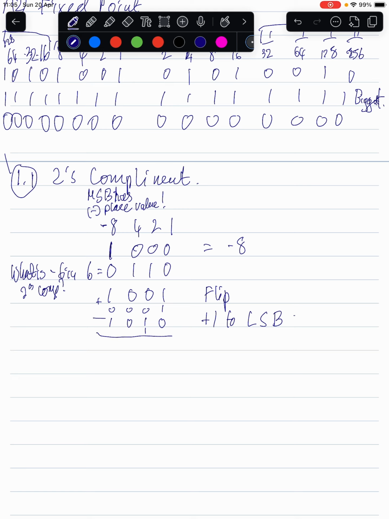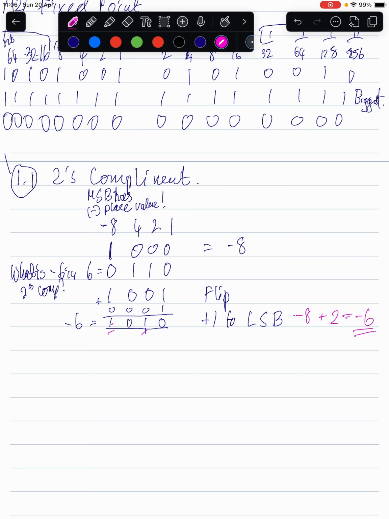Okay, so this is equal to -6. But let's check that using the column headings. So that would be -8, right? So we've got 1 there, plus 2. So -8 plus the 2. And that does indeed give us -6. Okay, that's 2's complement.